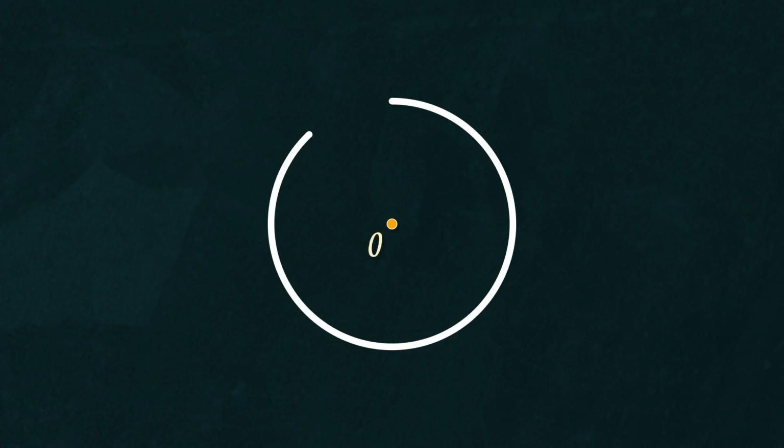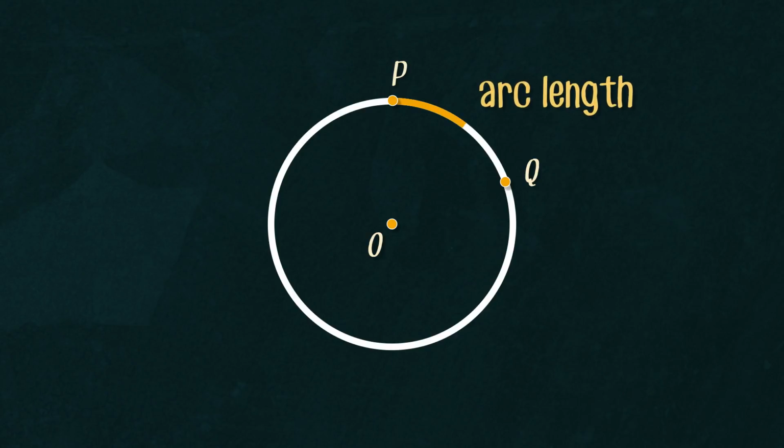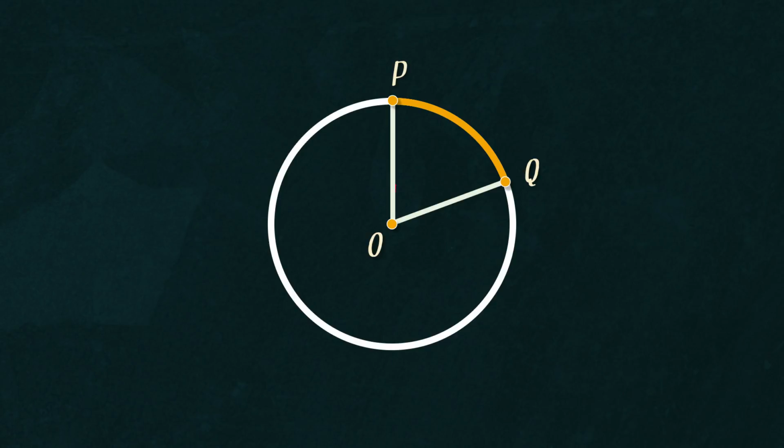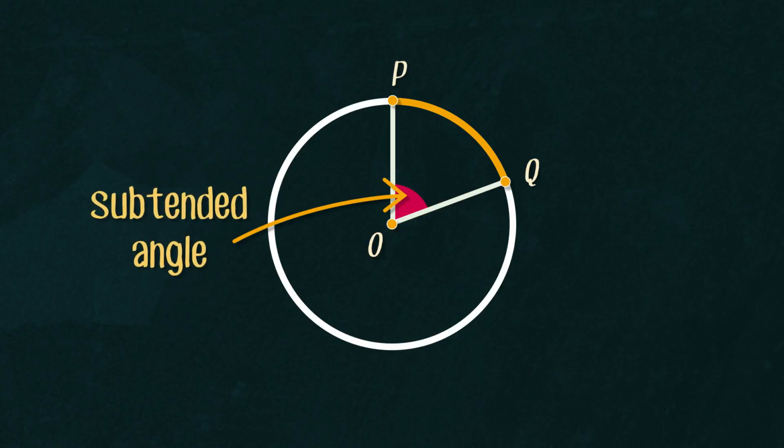Now let's learn about the distance along the circumference between these 2 points P and Q. We call this the arc length PQ. Now how can we find this arc length PQ? First, draw 2 radii from O to the points P and Q. Look at this angle at the center of the circle here, formed by these 2 radii and the arc PQ. We call this angle the angle subtended by the arc PQ at center O of the circle.